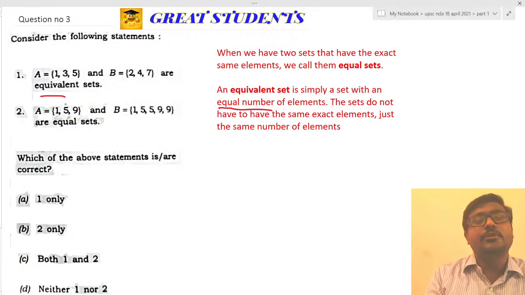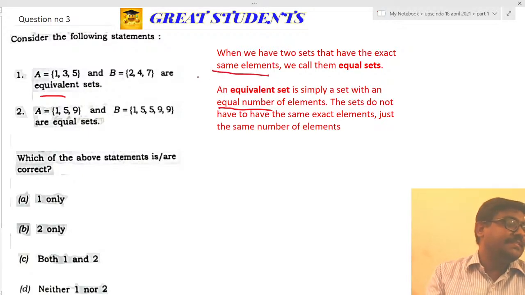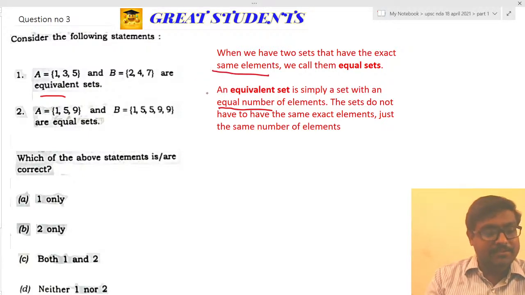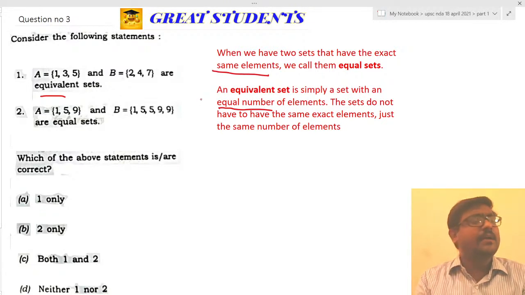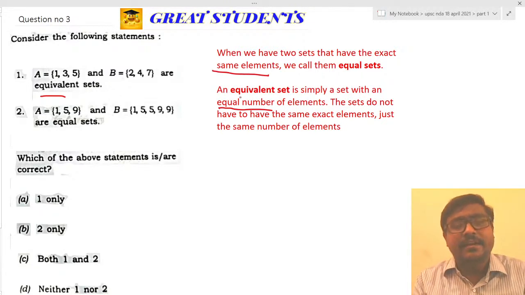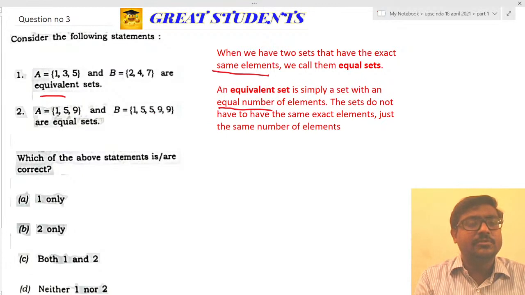For the second statement, we will look at {1, 5, 9} and {1, 5, 5, 9, 9} being equal sets. What do they mean? Two sets that have exactly the same elements, we call them equal sets. If there are the same elements, then only we call them equal sets. Now in this question we have 3 elements here, and here we have 5 elements. Immediately we may think that the elements are not matching, so how can it be an equal set?